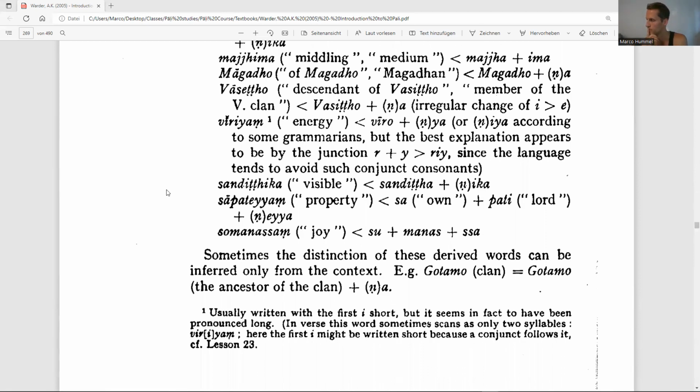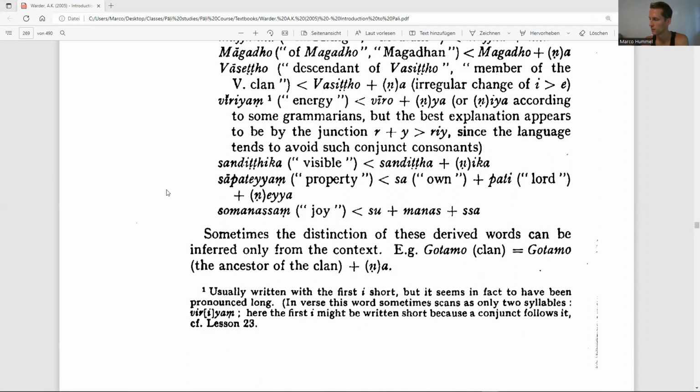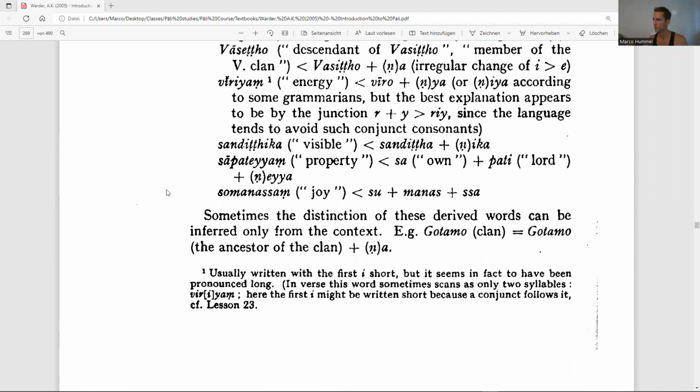Vasito plus na with the irregular change of I to E gives us Vaseto, descendant of Vasito, or member of the Vasito clan. Viro plus Nya or Nia leads to Viryang or Viryang, energy. Sanditha plus Nika gives Sandittika, visible. Sa plus Pati plus Neya gives Sa Pateyang, property. Su plus Manas plus Sa gives So Manasang, joy.